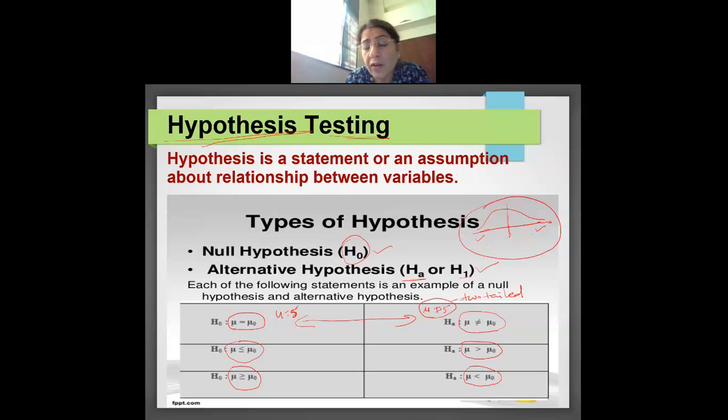Because if you form the hypothesis like this, that mu is greater than 5, or if you say that mu is less than 5, you are on one side, either you are here or you are here. We are saying that mu is not equal to 5. It means that your mu can be less than 5, it can be more than 5 also. So when you use this kind of hypothesis, you are saying that you are performing a two-tailed test. If you are forming your hypothesis like this, you are saying that you are doing a one-tailed test.